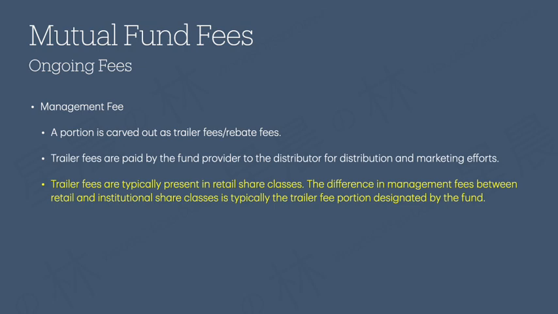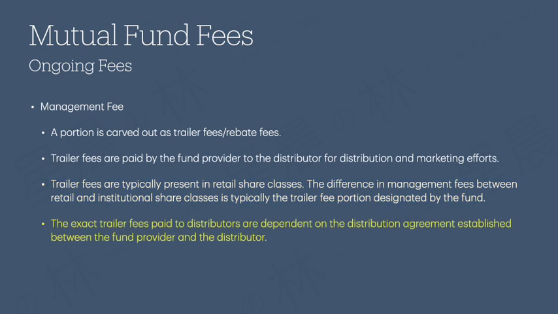For example, if a fund has a 1.5% management fee for its retail share class and 1% management fee for its institutional share class, you can think of it as 1% fees is needed to effectively manage the fund. The additional 0.5% in the retail share class can then be carved out by the fund provider to pay any distributors as a trailer fee.